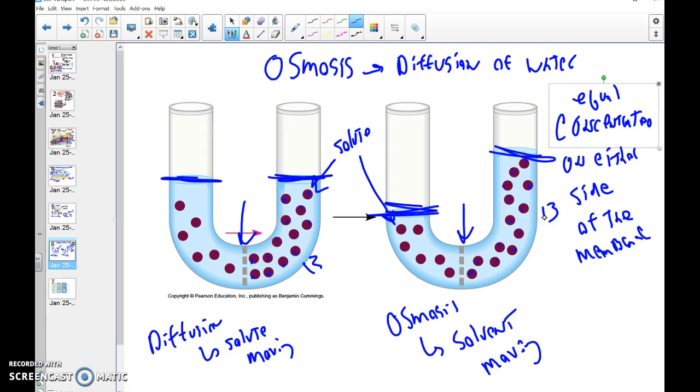But what's happened with these dots is that on this side, there's more water with them. Remember, concentration is the ratio between solute and solvent. So even though the solute didn't change, the amount of solvent got higher, which means that the concentration went down. So what happens is, when the solute can't move, the water does. And that's what osmosis is.